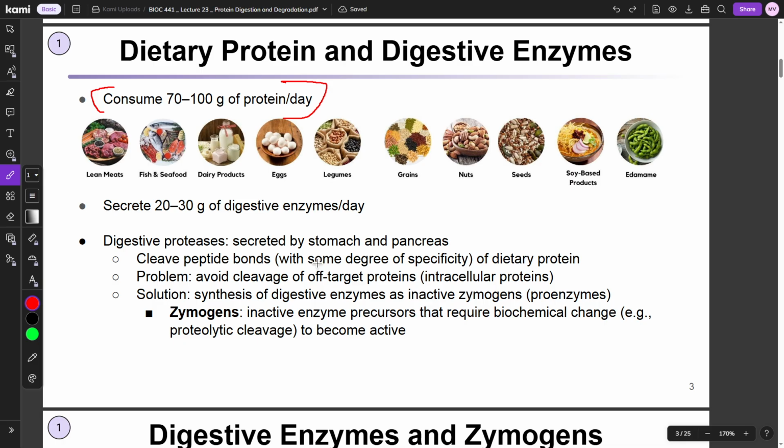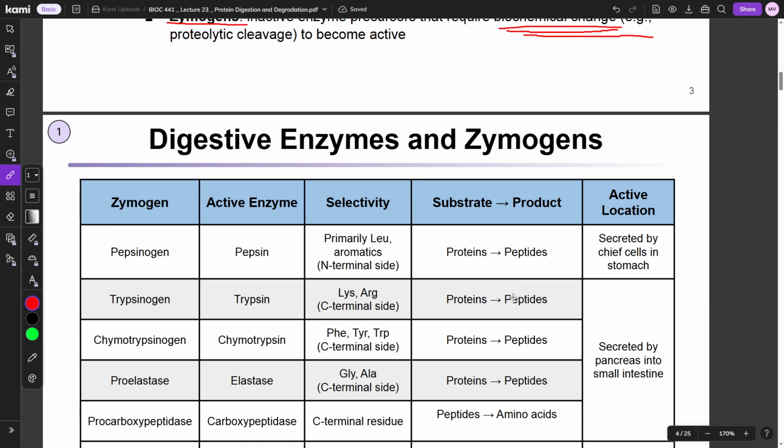So what you do is you synthesize a version of the protein that is inactive, and then once it enters the stomach's environment, it becomes active. So that's kind of what this is trying to get at. And these inactive forms of proteins are called zymogens. So these are inactive enzymes. They're precursors that require a biochemical change. And in this case, it's usually, I think, the stomach acid that causes a cleavage of some sort. And so, yeah.